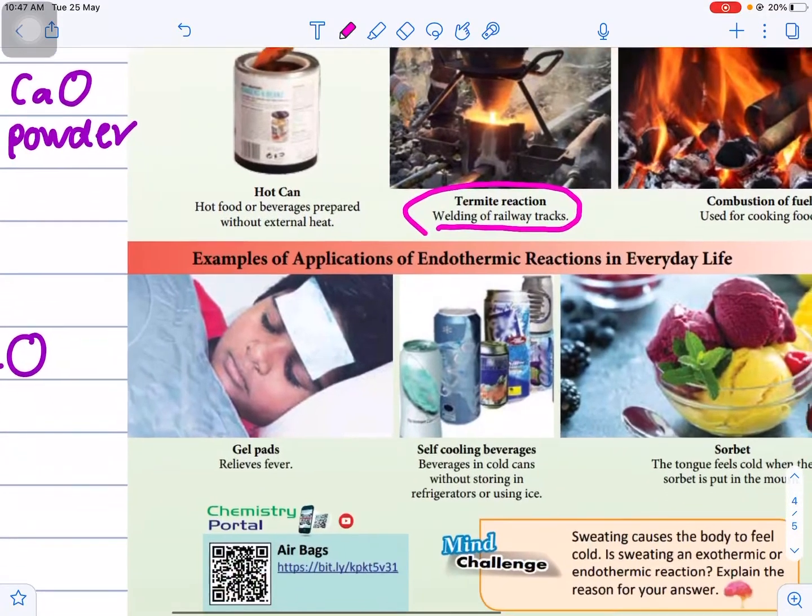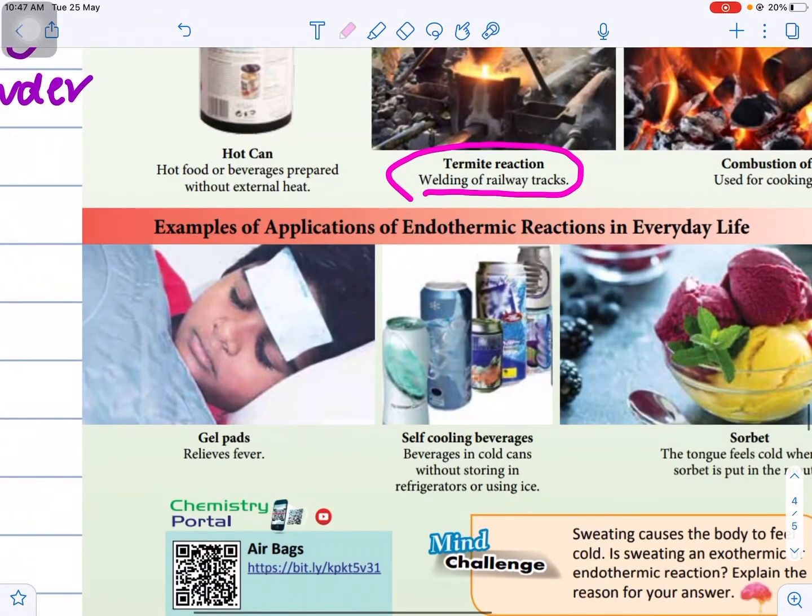Now let's go to the example of endothermic reaction. An endothermic reaction is a reaction that absorbs heat from the surrounding. So when the reaction absorbs heat from the surrounding, the temperature of the surrounding will drop. In our daily life we apply this concept in gel pads. When we have a fever, we want to relieve it. People that have a fever have a high body temperature. How can we cool down our body temperature? One method is by using the gel pad.